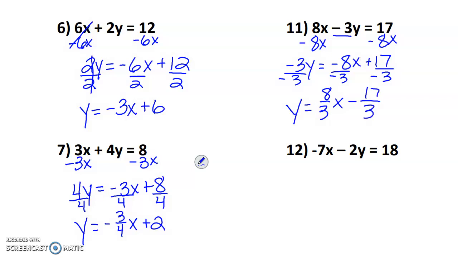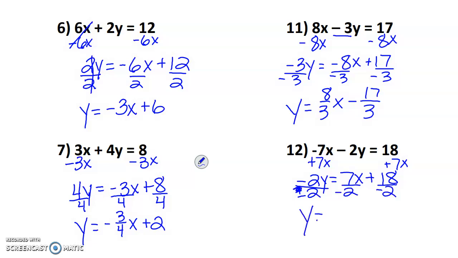And then for my last one, I'm going to start by adding the 7x to both sides since that 7 was a negative. I will go ahead and bring down my negative 2y equals 7x plus 18. I'm going to add, or not add, sorry. I'm going to divide by negative 2 on both sides. See, even I make mistakes when I jump too fast. This is going to give me y equals a negative 7/2 x minus 9.